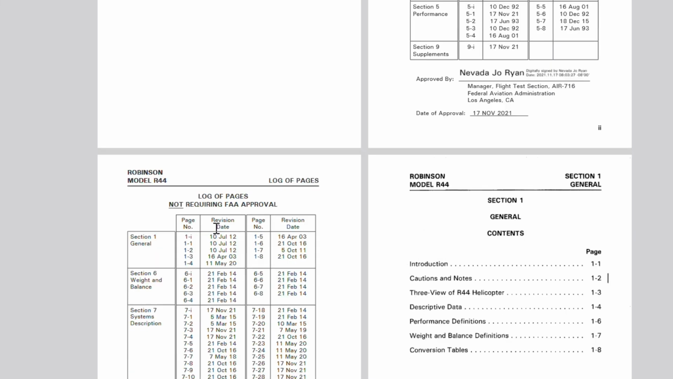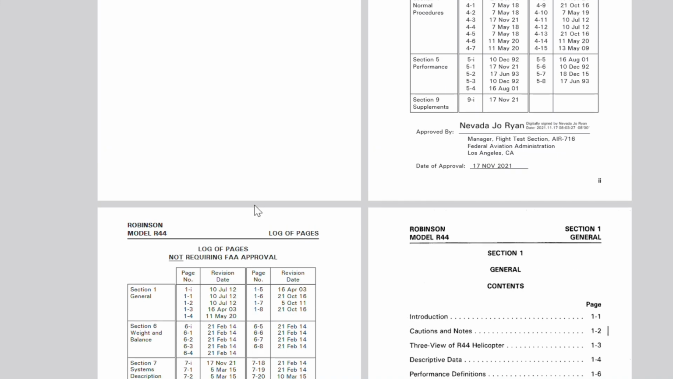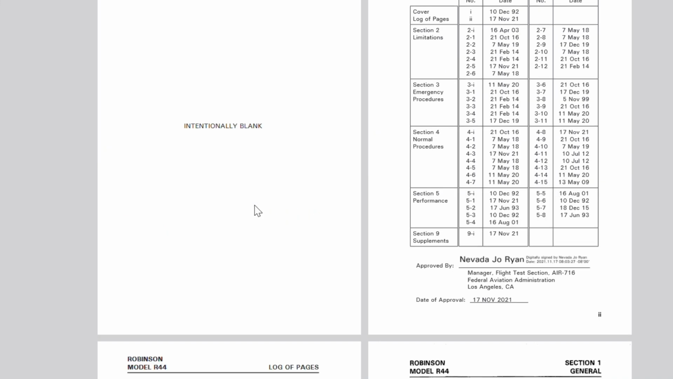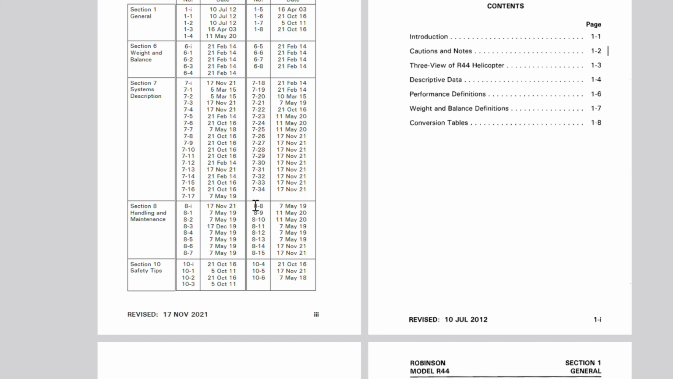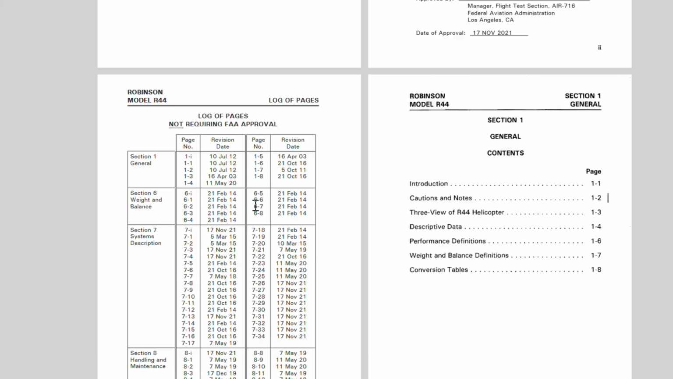There's a log of pages at the front of the POH. And if you go to the log of pages, you're going to see there's a section approved by the FAA and a section that doesn't require FAA approval. So what you'll notice is the weight and balance section itself is actually not part of the FAA approved documents. So it's not necessarily a limitation of the aircraft in terms of how to fill that paperwork out.